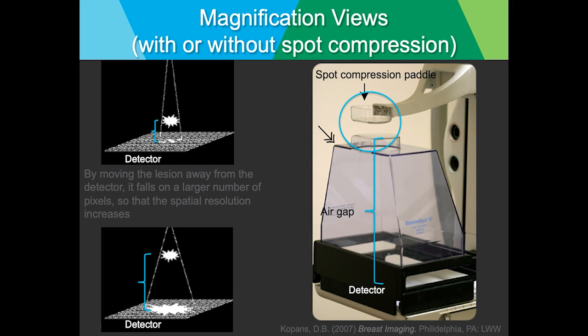Moving on to magnification views. These can be used alone or with spot compression views, which are called spot magnification views. The image on the right side of the screen demonstrates the setup for a spot compression magnification view. You can see there's a spot compression paddle, which is the small focal paddle, as well as the plastic mag stand, which creates an air gap. What this does is effectively bring the lesion further away from the detector, as demonstrated by the diagrams on the left side of the screen. Bringing the lesion further away from the detector results in it falling on a larger number of pixels so that spatial resolution is increased.